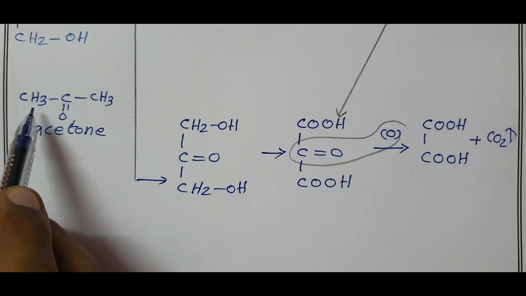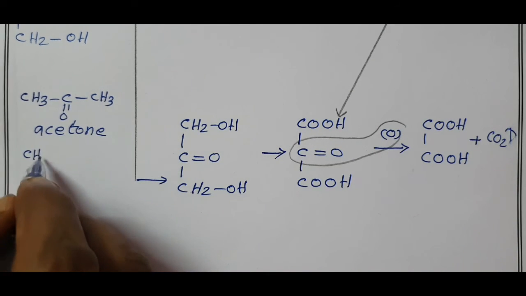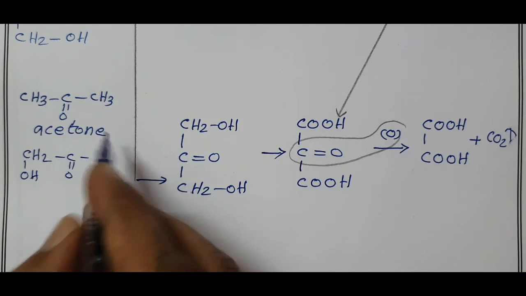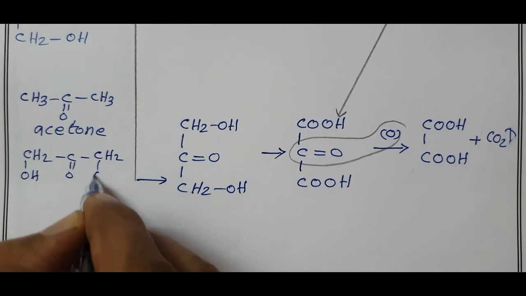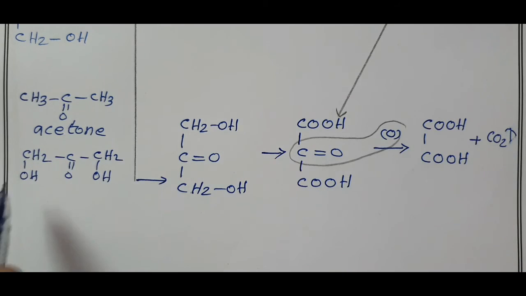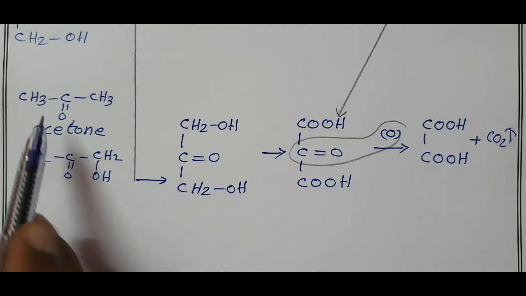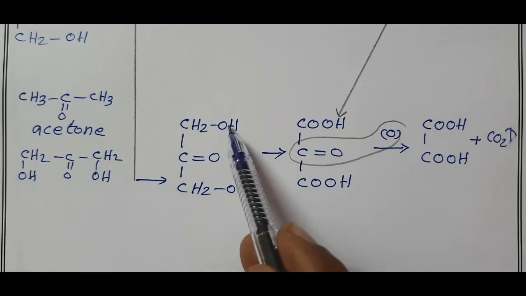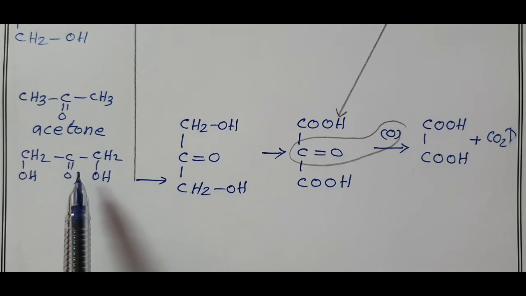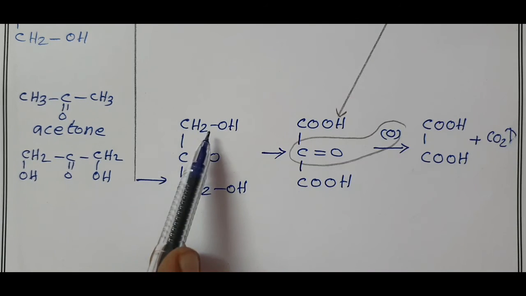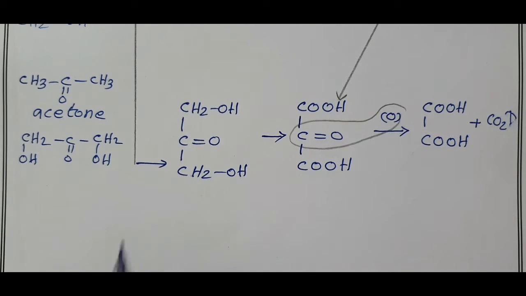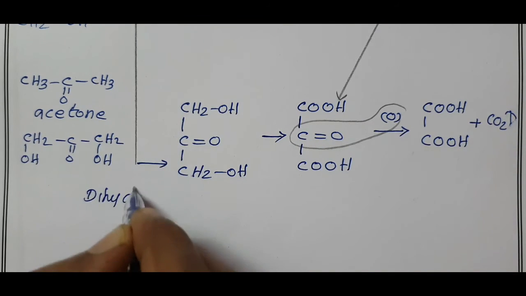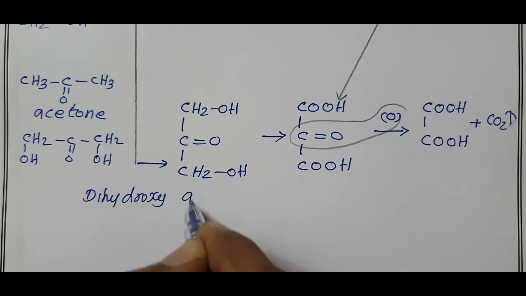One hydrogen atom of the methyl group is replaced by one OH. Here you have C double bond O. Another hydrogen atom of the methyl group is replaced by one OH. So what is the name? Dihydroxy acetone. From acetone, 2 H are replaced by 2 OH. Each one hydrogen atom is replaced by OH. So the common name is dihydroxy acetone.